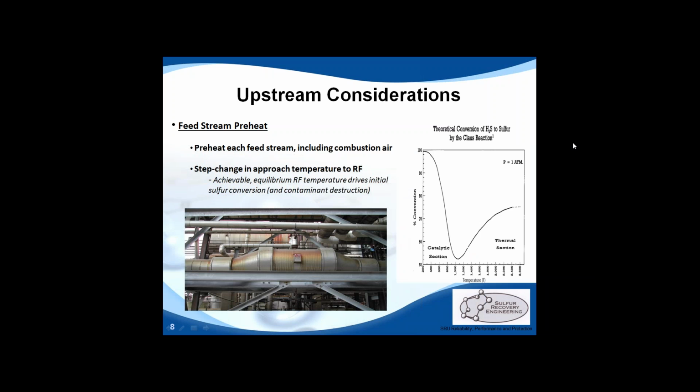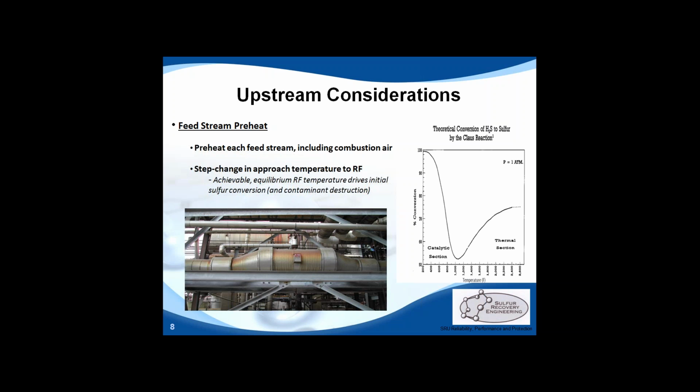And here's the diagram I was talking about. The figure, you'll see to the right, our thermal section, our reaction furnace. We can have upwards of 70 to 75% initial sulfur conversion across our reaction furnace if we're able to achieve higher temperatures in our furnace, for example, 2400 to 2500°F. We can get there with oxygen enrichment. We also can work to get more to those levels if we're able to preheat our feed streams. We're able to preheat each feed stream in the SRU, including combustion air. A step change in approach temperature to the reaction furnace.